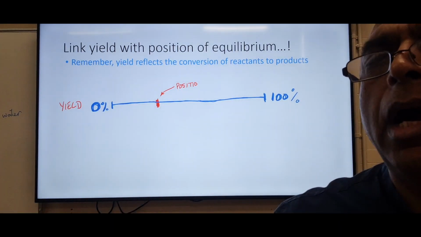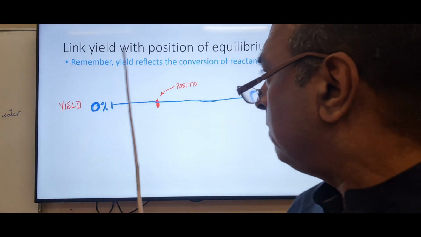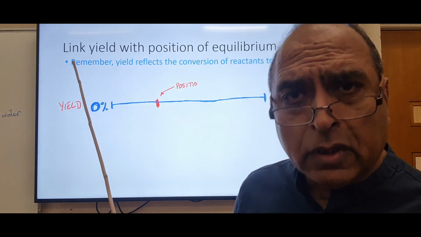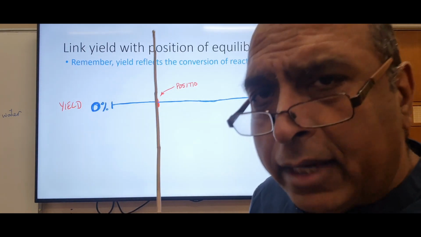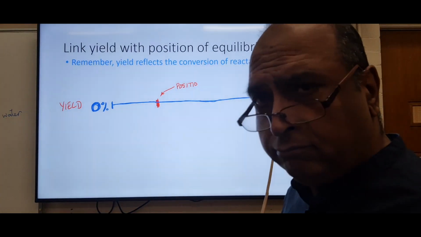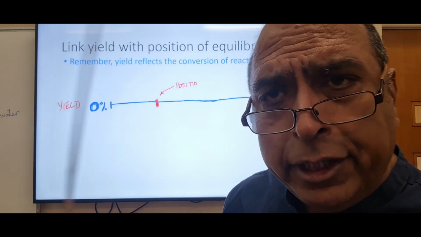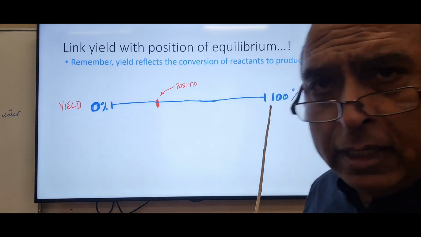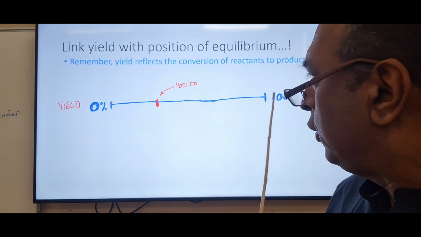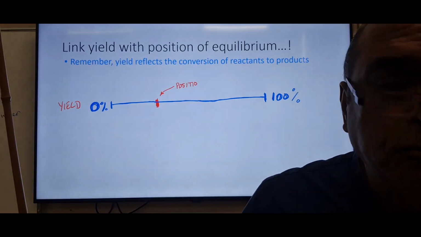Okay, so I want to link this now to yield. I want to link this to yield. If we talk about reactions like copper not reacting, 0%, magnesium reacting away fully, 100%, reversible reactions will give you a yield that's definitely more than 0 and definitely less than 100. So I just want to put it on a 0 to 100% scale.